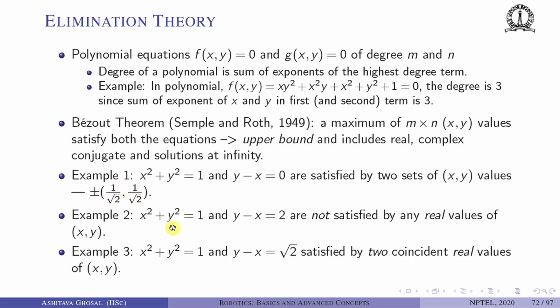Example 2: if you have the same circle but the line is now y minus x equals 2, you can see that these two equations do not have any real x y which satisfies them. There are no real values of x and y possible. Finally, again we look at this circle, and the line is now y minus x equal to square root of 2. Then you can draw and check that it is satisfied by two coincident real values of x comma y. Basically, this line is tangent to this circle, and both the solutions are at one place.